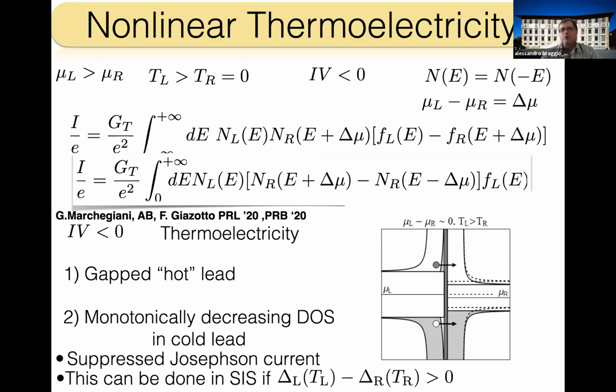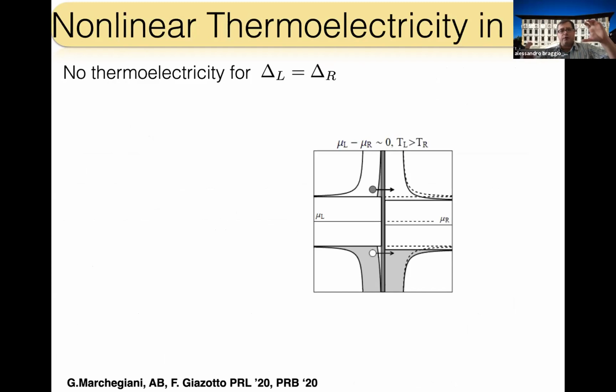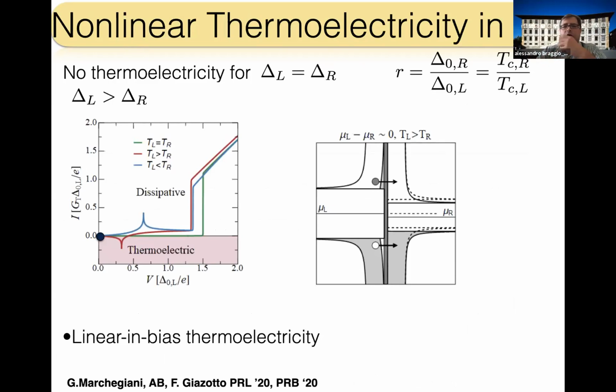There are some rules in the mechanism. Essentially, you need the gap on the hot side to be bigger than the gap on the cold side. And so this means that you should consider gaps that are different in size, not by so much; for example, a difference of 30%, even 70%, so not so much. You can also provide this experimentally, essentially.